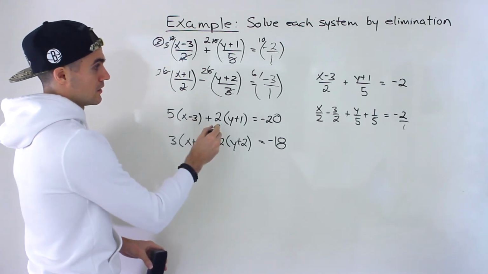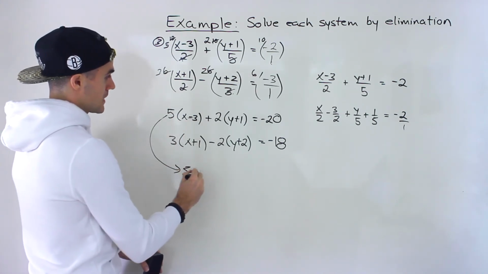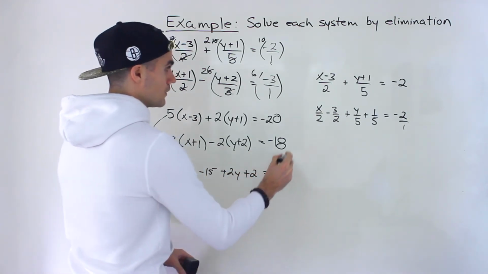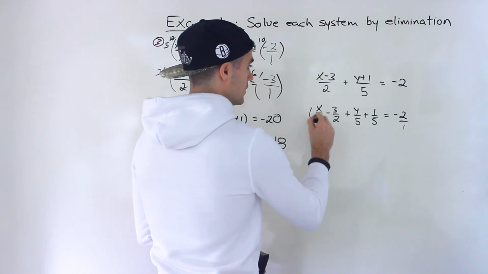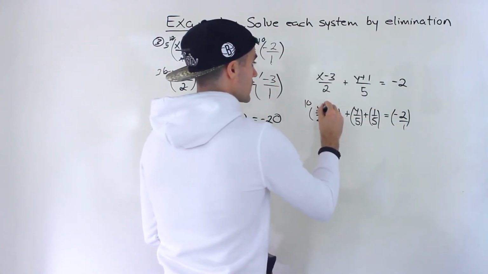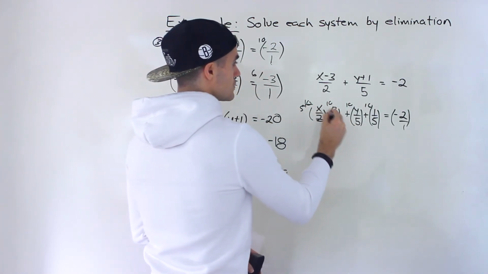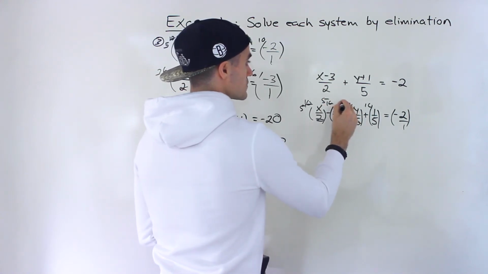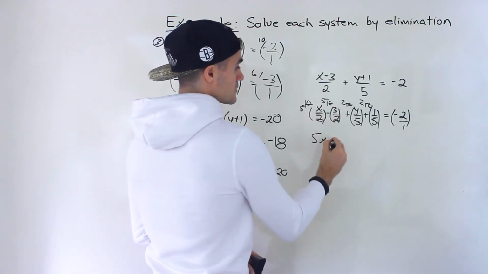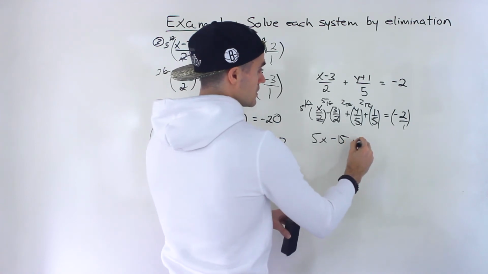distributing, right? Because if I distribute in this one, notice that I'll have 5x minus 15 plus 2y plus 2 is equal to negative 20. Well, if I multiply everything by 10 over here, this by 10, this by 10, this by 10, this by 10, and this by 10, watch what happens. 2 goes into 10 5 times, 2 goes into 10 5 times, 5 goes into 10 twice, 5 goes into 10 twice. So we'd end up with 5x, 5 times 3. Space these out so it's not too jumbled up like this.